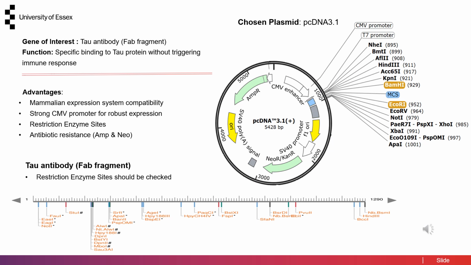In addition, I also examined the restriction enzyme sites within the gene of interest to ensure that the enzymes would not cut within the gene itself, preventing the loss of any critical sequences. As you can see here, BamHI and EcoRI are the selected restriction enzymes that we designed our primers based on, and our gene of interest is inserted into the multiple cloning site of the plasmid.